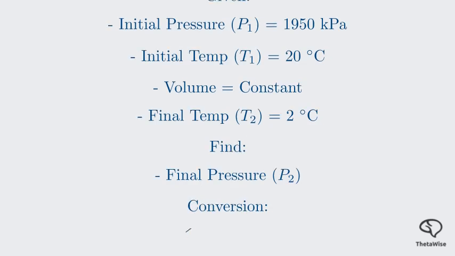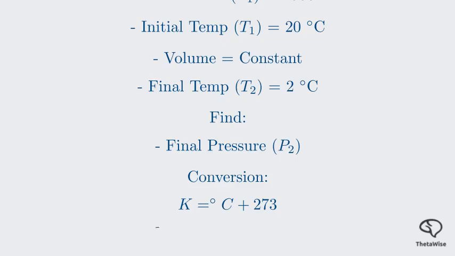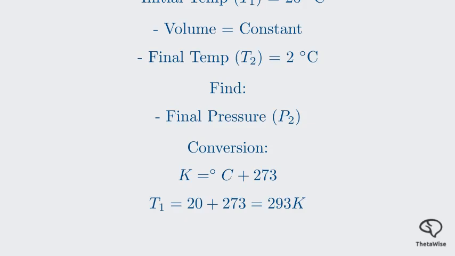The conversion from Celsius to Kelvin is simple. Kelvin equals Celsius plus 273. So T1 is 20 plus 273, which is 293 Kelvin. And T2 is 2 plus 273, which is 275 Kelvin. The marking guideline correctly shows this crucial conversion.